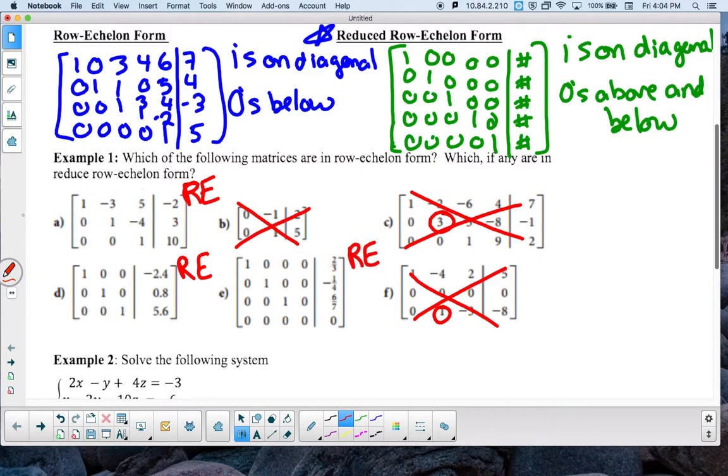But now a step further would be to ask if it is reduced row echelon form. If we look, we have ones on our diagonal and zeros everywhere else. So this is reduced row echelon form. And with this one, even though this diagonal does have a 0 here, along our diagonal it is only ones, and then we have 0 above and below. So this is reduced row echelon form.